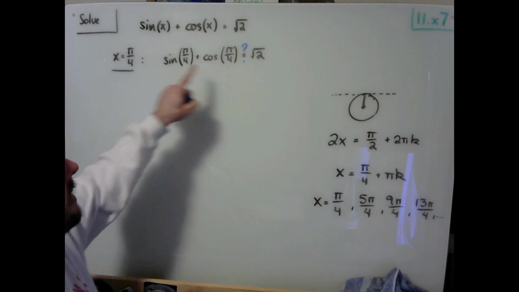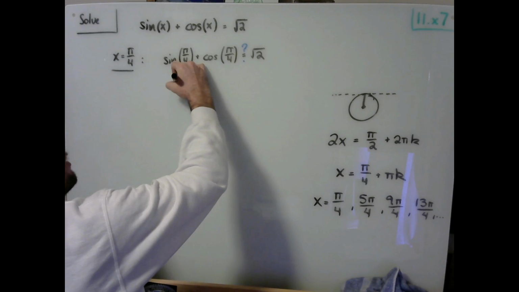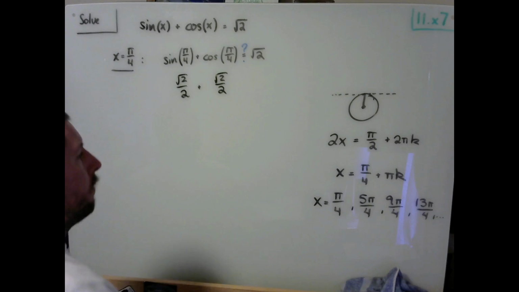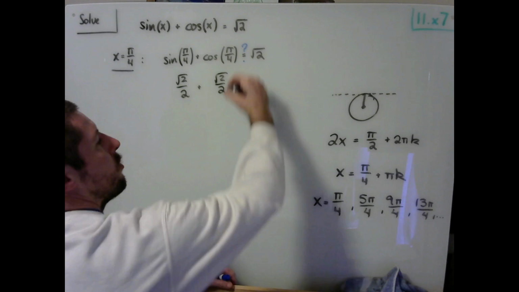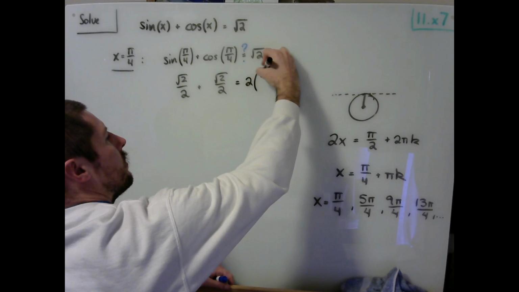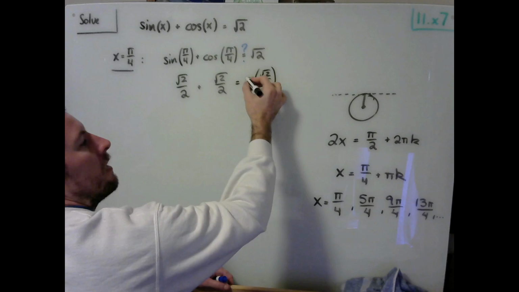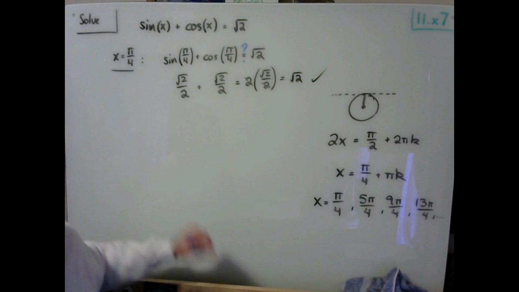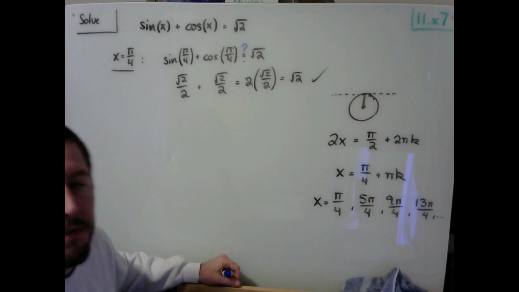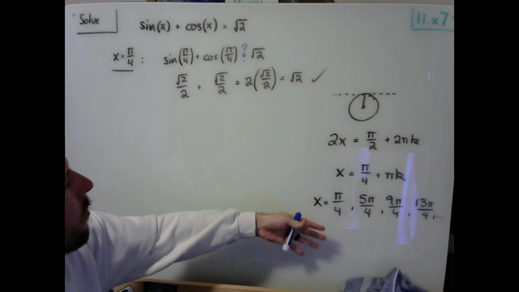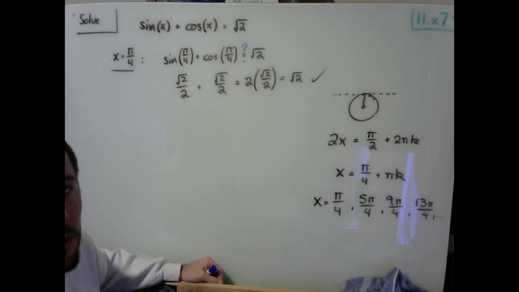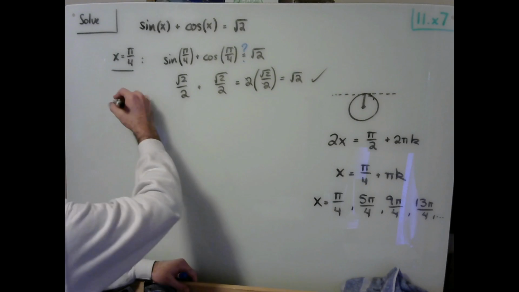Well, I know the sine and the cosine of pi fourths. Those are both going to be root 2 over 2. And what I know about adding 2 copies of root 2 over 2 is that the 2 and the 2 are going to cancel and leave me with root 2. So yes, it looks like we've confirmed that pi fourths is in fact one of our solutions right here. I'm sure that pi fourths works. I solved for it. I plugged it back in. Everything worked out like it was supposed to. Pi fourths is definitely one of our solutions here. Let's check the next one.